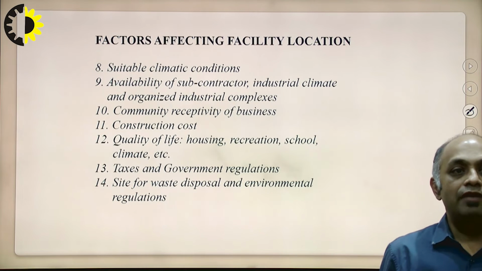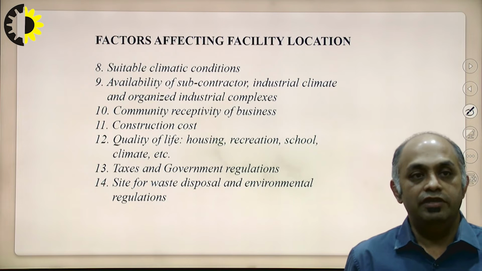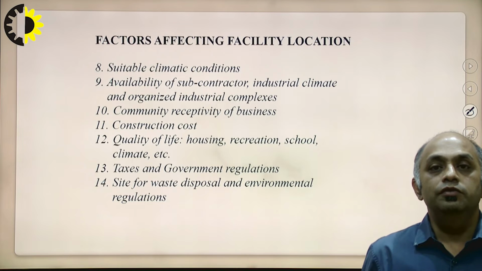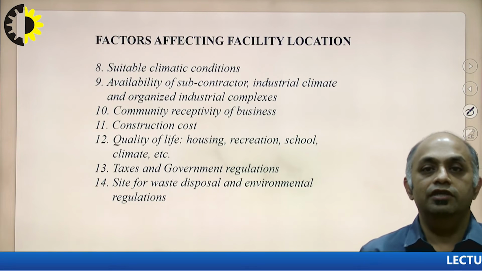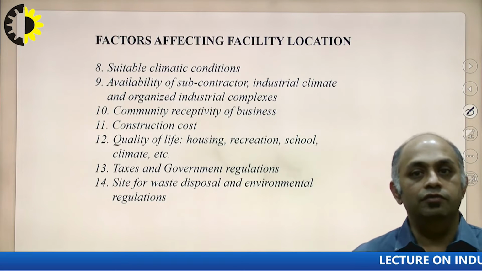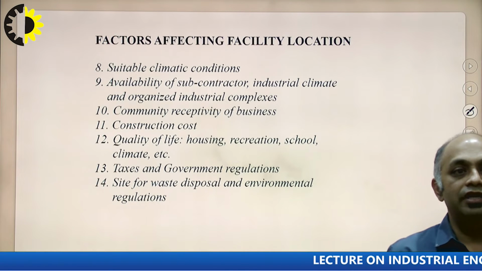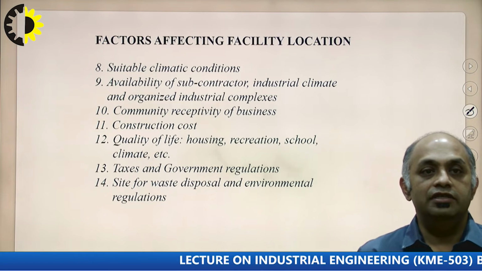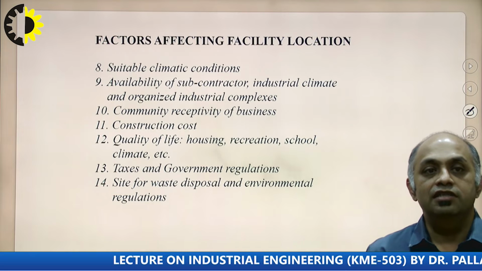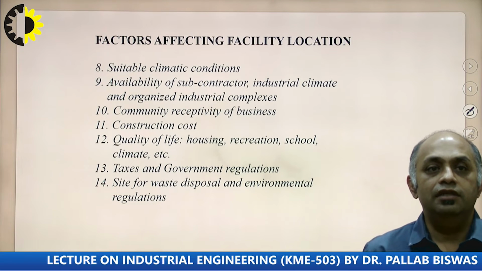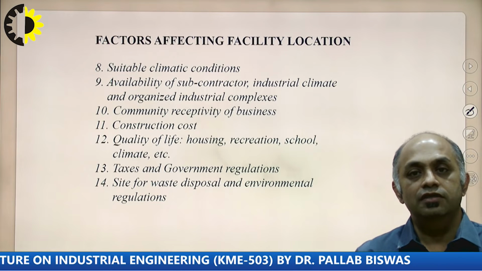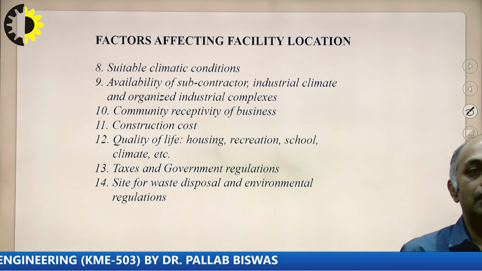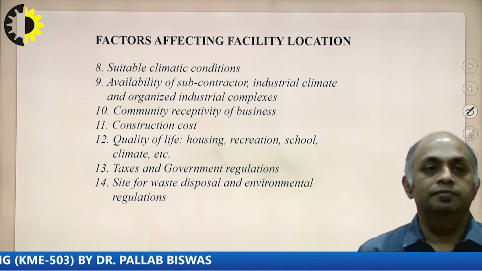Now we have suitable climatic conditions. This is also an important part that we have already seen, and climatic conditions play a very, very important part when the climate affects the product that we are producing. The materials that we are storing should not get damaged for any climatic reasons. And then availability of subcontractors, industrial climate, and organized industrial complexes. These are very, very important aspects. When we try to start a facility and search for a location, we have to see that the subcontractor availability and the industrial climate are important.